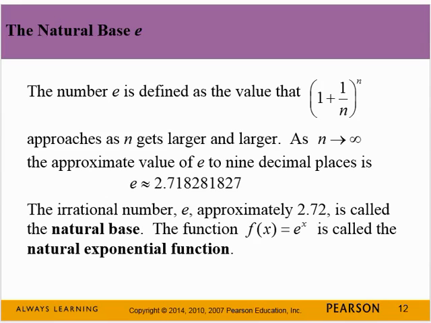The irrational number e, approximately 2.72, is called the natural base. So the function f of x equals e to the x is called a natural exponential function.